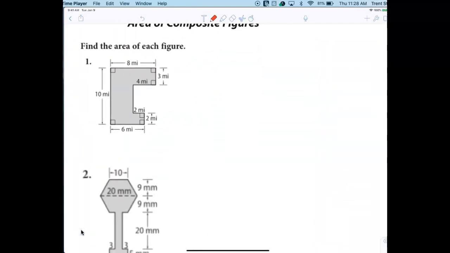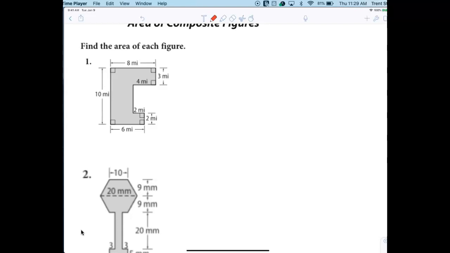I want everybody to look at number 1. You have to find the area. A lot of people find this difficult, but it's in fact super simple. All you have to understand is the area of the individual shapes. What you do is you simply divide it up into shapes that you recognize. Please listen to me. It's very simple.